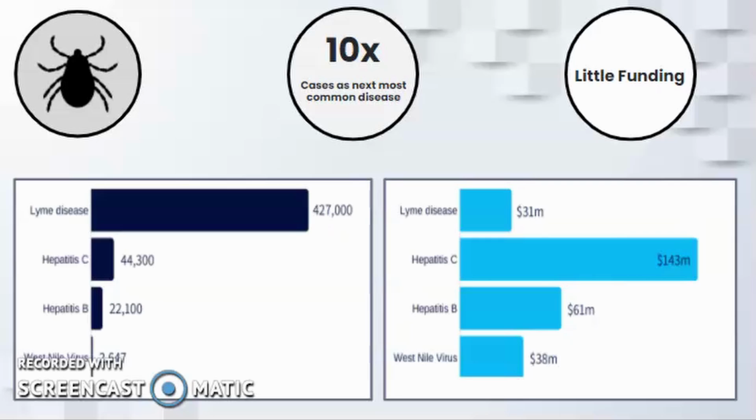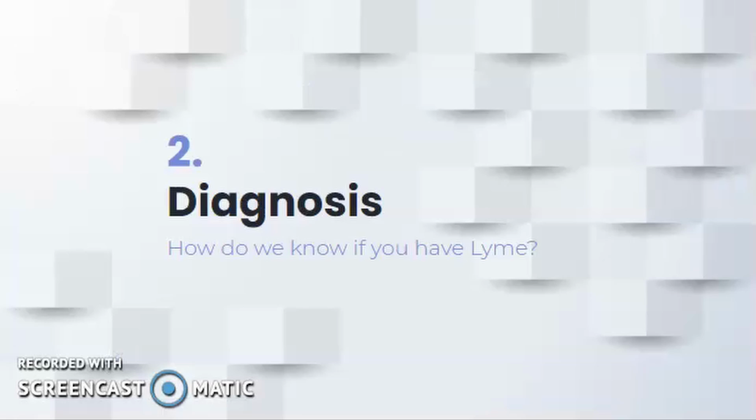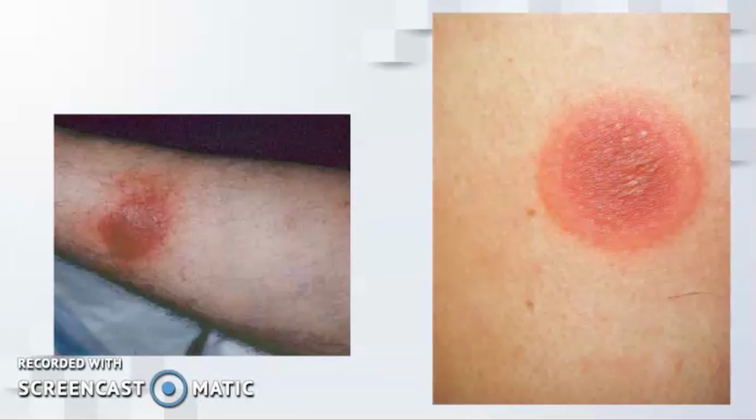Lyme disease has nearly 10 times the amount of cases as the next most common vector-borne disease, as shown in the graph. You can also see how little funding Lyme disease research gets in comparison to other diseases. So how can we tell if someone has Lyme? Diagnosing Lyme disease relies on expensive and time-consuming lab tests, which sometimes give false results.